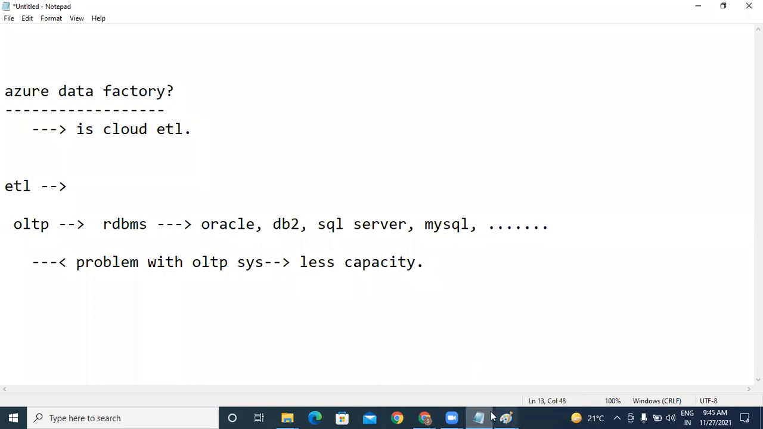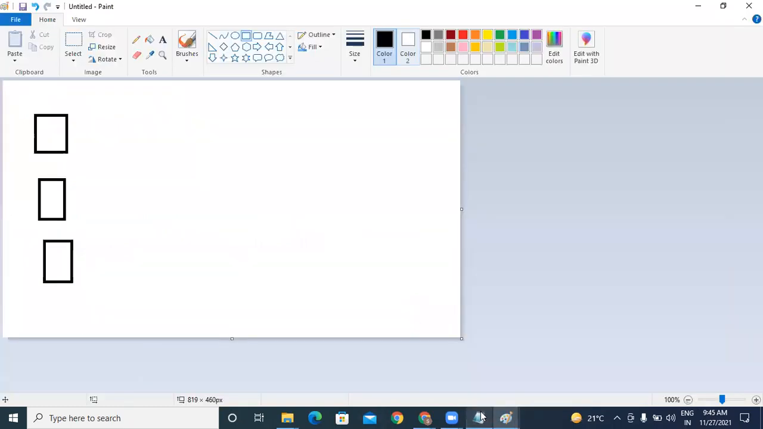That's why industry is compromising. They can't keep the entire historical data in these OLTP systems. Suppose your organization has been doing business for the past 20 or 30 years. But 30 years of data you cannot keep in OLTP systems. That's why industry is compromising. Only recent data they are maintaining in OLTP systems.